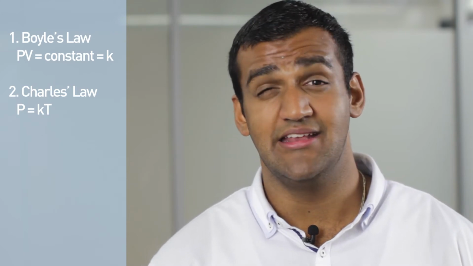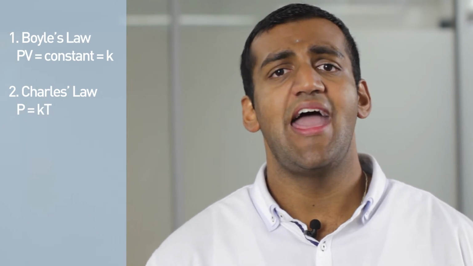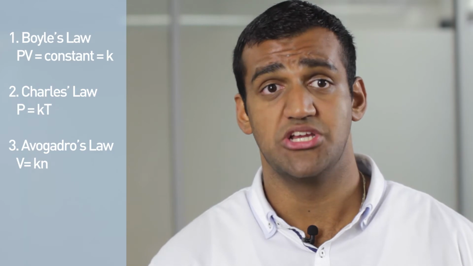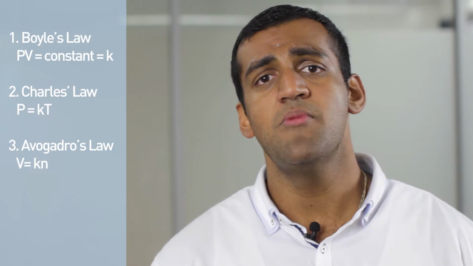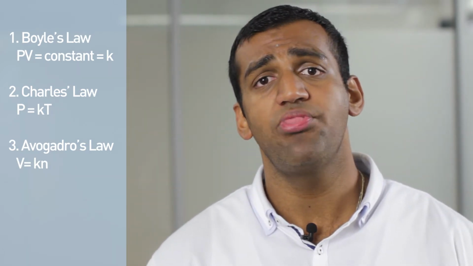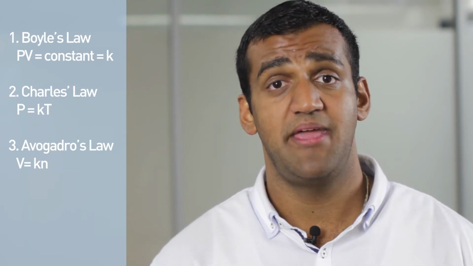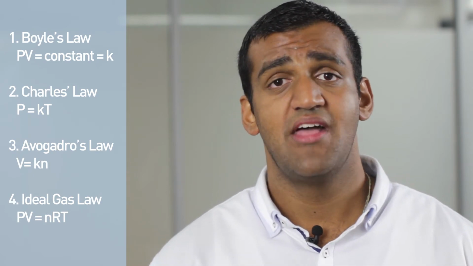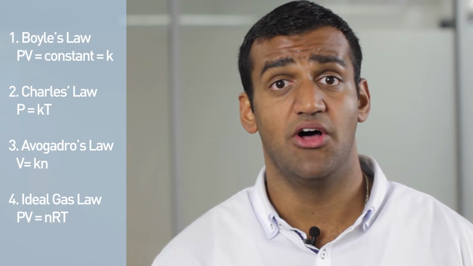And lastly, in 1811, Avogadro, the Italian chemist, came up with a notion that equal volumes of gas at the same temperature and same pressure contain an equal number of moles. So in essence, he stated that the volume of a gas is proportional to the number of moles of that gas. Now, if we combine all three of these laws together, we get our equation, which is the ideal gas law, PV equals nRT, where R is your universal gas constant, the value of which would depend on the units that you specify for your pressure, volume, and temperature.